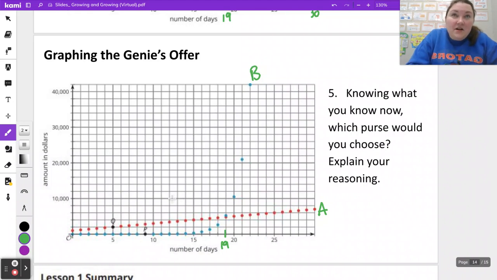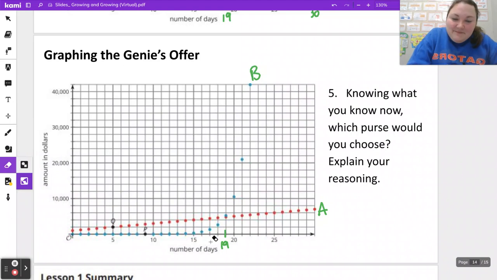So I think a reasonable answer is it depends, right? How long do we get to keep it? If the genie comes back in a week and takes it away from us, I would definitely be going with A, because after a week, A has more money. But I think based on the way the story is written, it seems like there's no limit to how long we could have it. And so if that's the case, I would be choosing purse B.